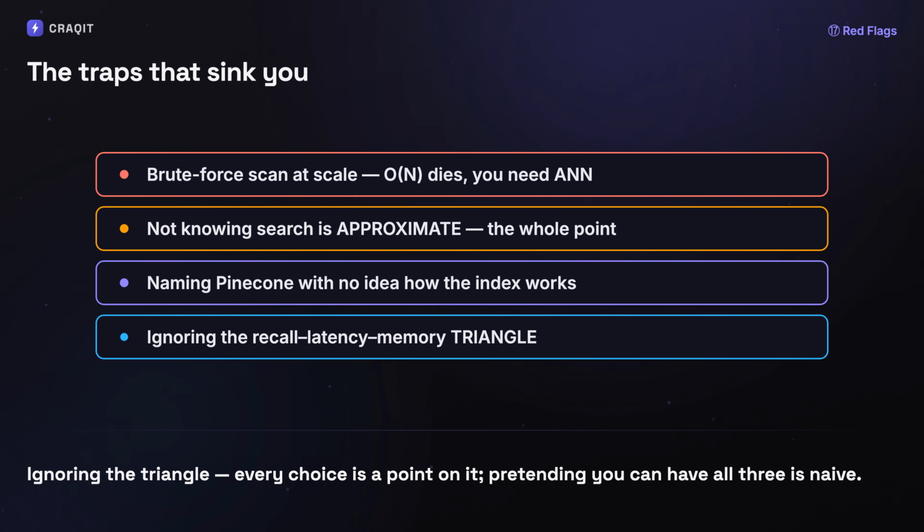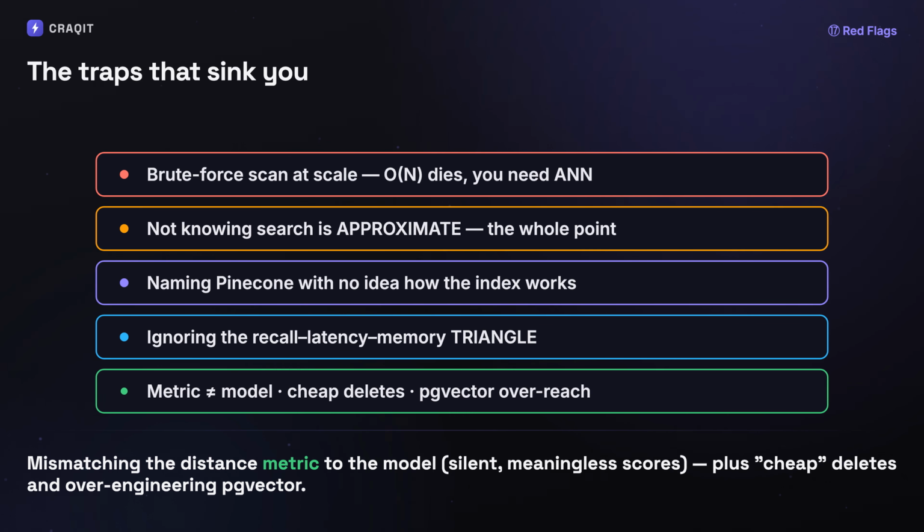5. Forgetting HNSW is a memory hog. It's what forces quantization and DiskANN. 6. Thinking deletes are cheap. They're effectively a rebuild, so you tombstone. 7. Treating filtered search as a trivial where clause. Pre- and post-filter each have a real failure mode. 8. Mismatching the distance metric to the embedding model. Silent, meaningless scores. 9. Forgetting to re-embed when the model changes. A stale index of the wrong space.